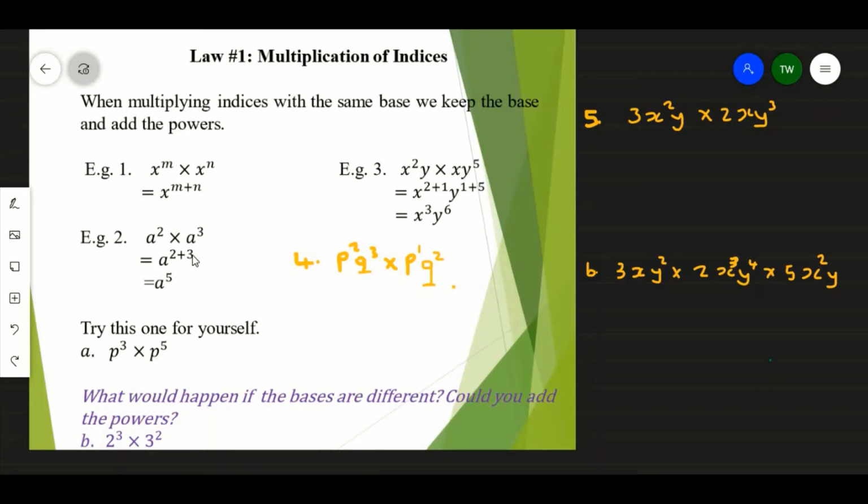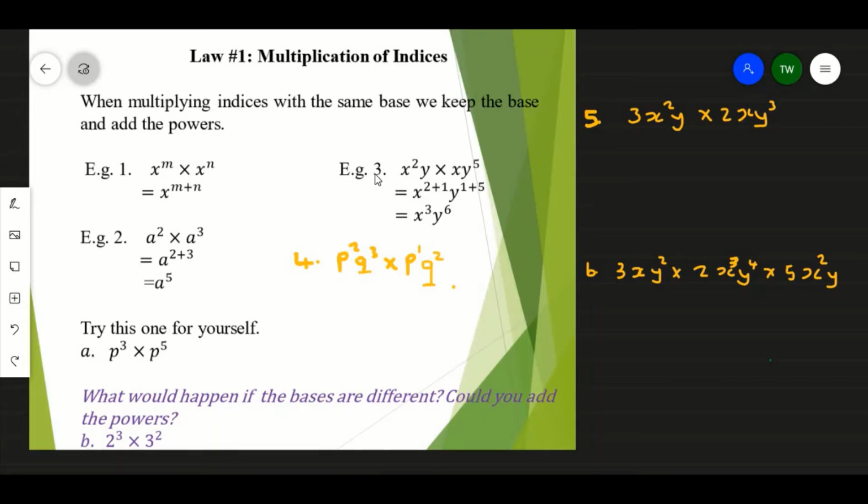Example 2, a squared times a to the third power is going to equal a to the 2 plus 3, because the bases are a here. So we keep the base and we simply add the index, which is 2 plus 3. That gives us 5. So our final answer is a to the 5th.